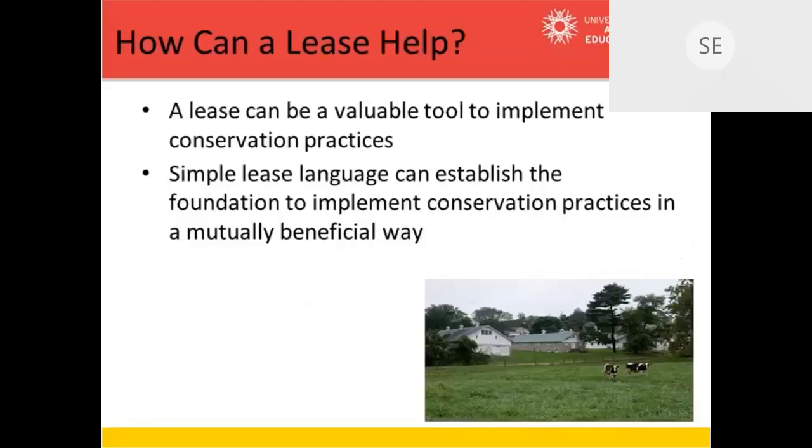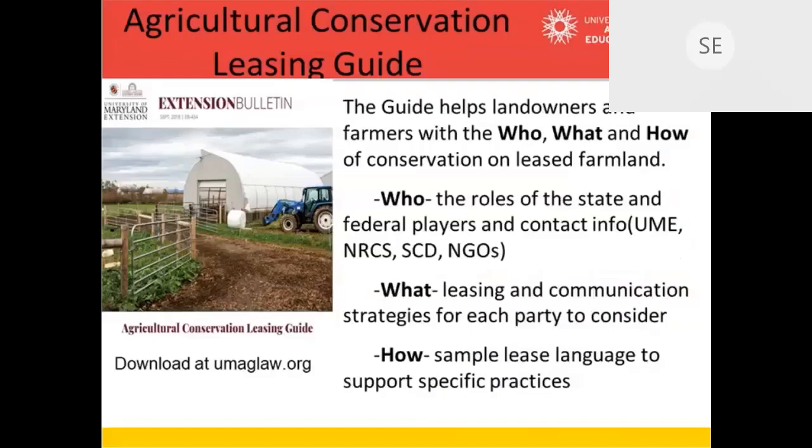So one tool that you can use to address this issue is a lease. A lease can be really valuable in this context. It can provide the foundation to implement the practices on a leased farm in a mutually beneficial way. In order to help folks with this process, we created the Agricultural Conservation Leasing Guide. And for those of you who attended one of our winter workshops, you learned about this tool in detail. But in case you weren't able to attend one of those workshops, basically the guide helps landowners and farmers with the who, what, and how of conservation on leased farmland.